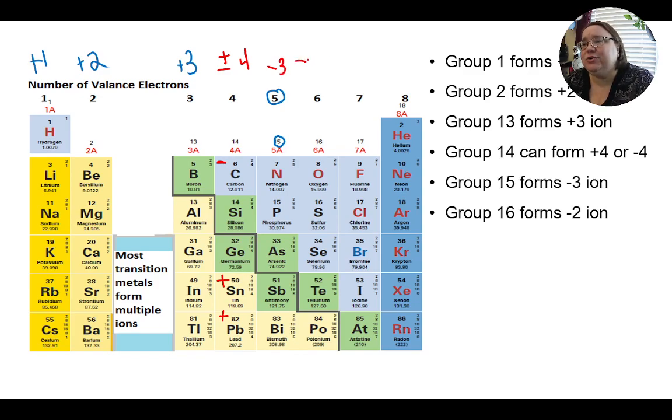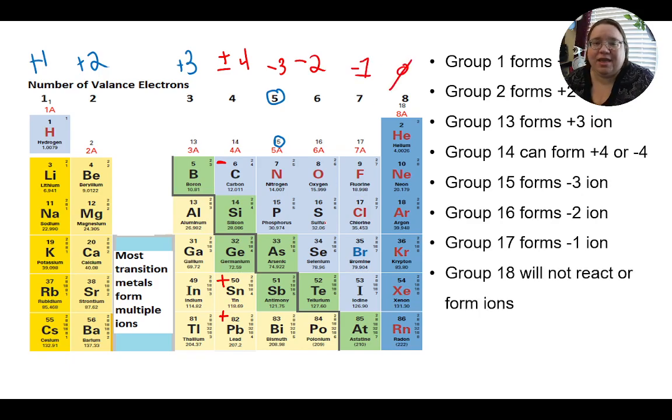Pattern continues. Group 16 is a -2. Group 17 is a -1. Group 18, they tend to not form ions. The smaller noble gases do not react at all. Larger ones, though they can form bonds, tend to not form an ion. They tend to form covalent bonds and share electrons to do some funkiness.